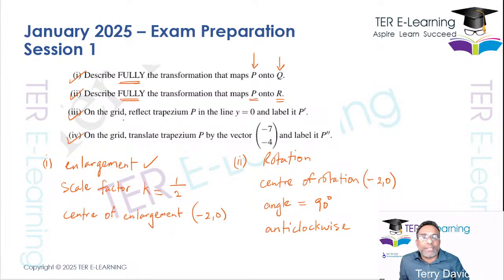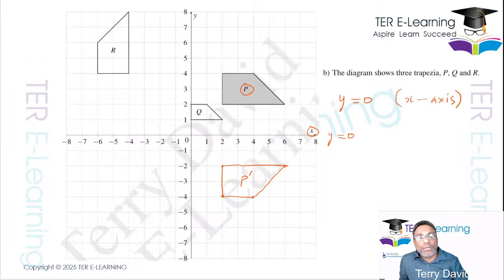And the fourth part, you want to translate the trapezium using -7, -4, right? So you have a translation vector, and it's given by -7, -4. You all need to know what these numbers mean here. The -7 means that you're going to move 7 units to the left, and the -4 means you're going to move 4 units downwards, right? So let's start checking. All you need to do is translate one point and you can complete the diagram.